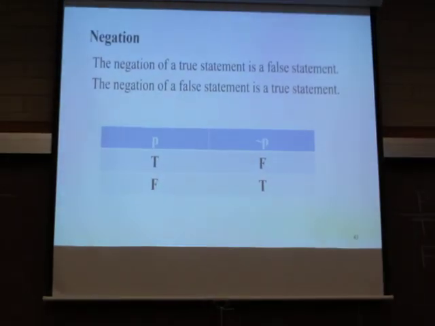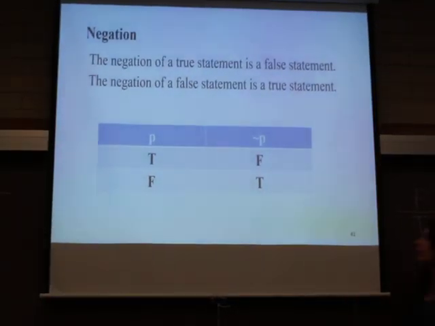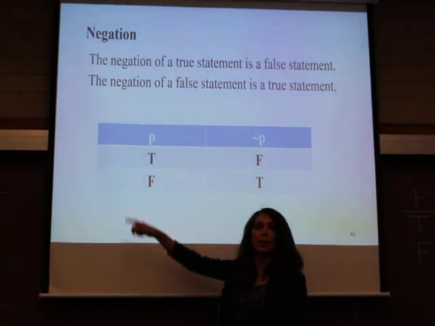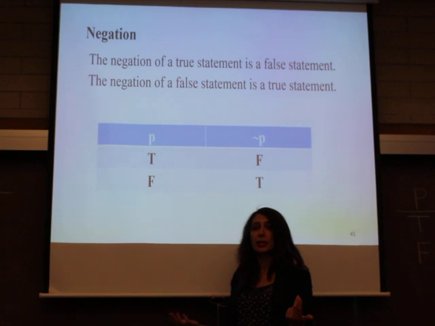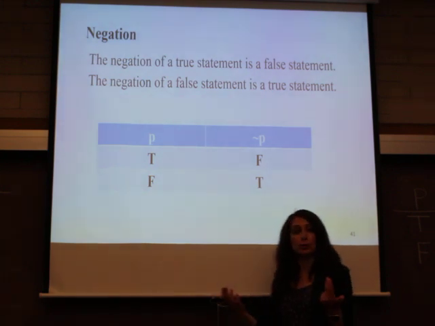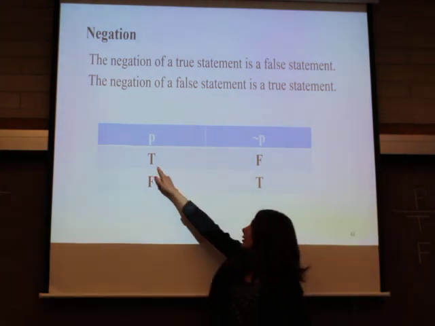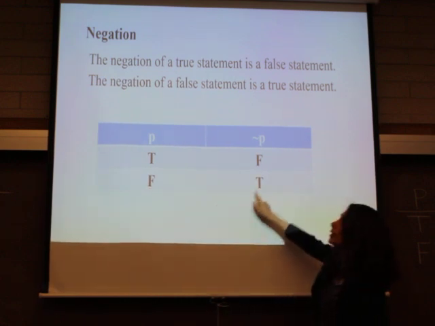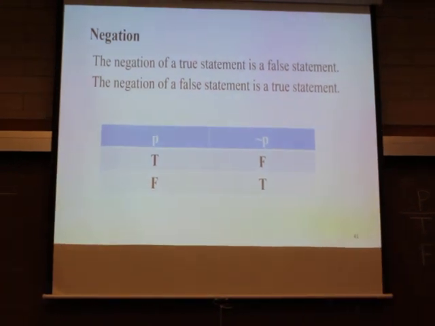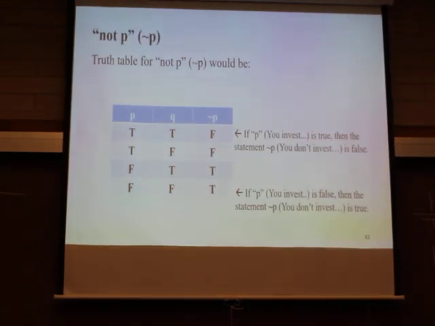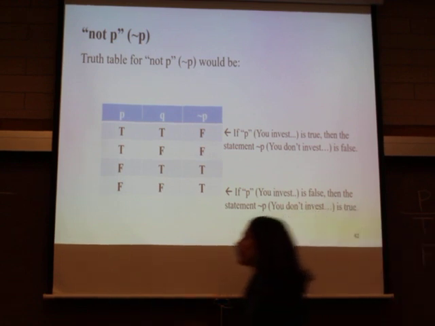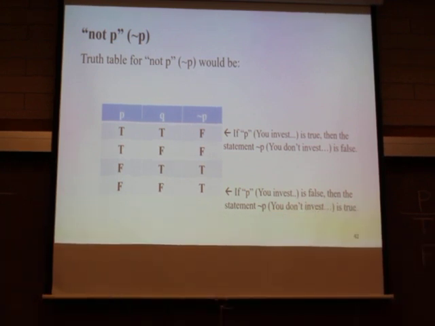So, truth table for P and Q. Negation, we talked about that. You have one statement, you have 2 possibilities, either true or false. One statement and its negation always have opposite truth values, right? If your statement is true, its negation is false. If your statement is false, the negation is true. That's about the negation.